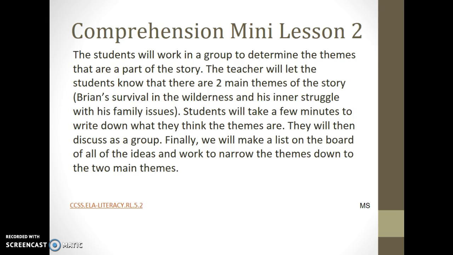Students will take a few minutes to write down what they think the themes are. They will then discuss as a group. Finally, we will make a list on the board of all of the ideas and work to narrow the themes down to the two main themes.